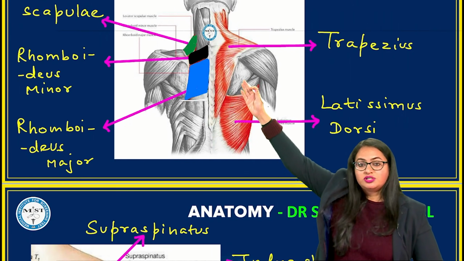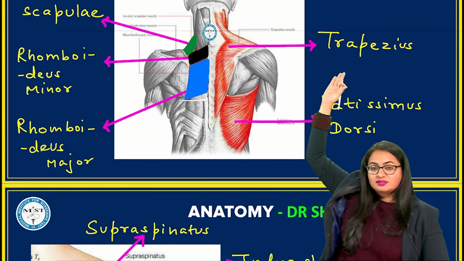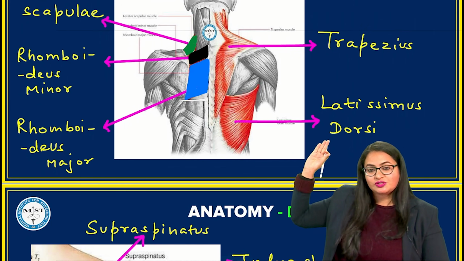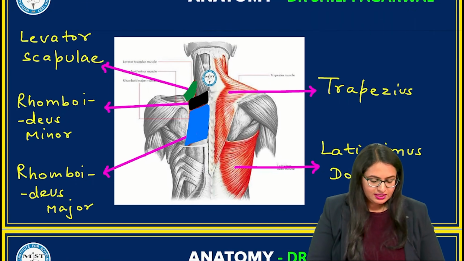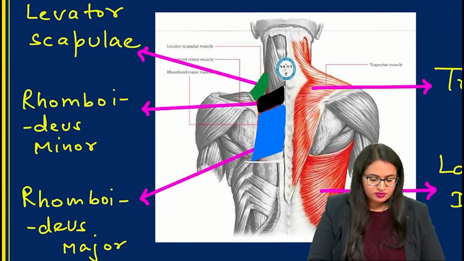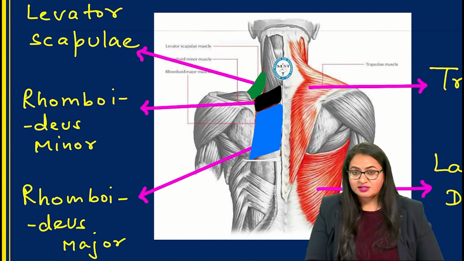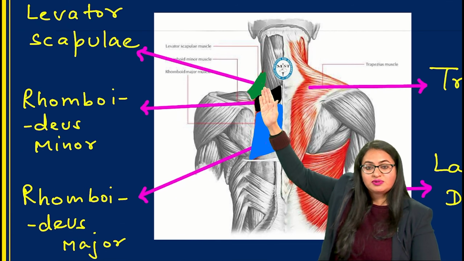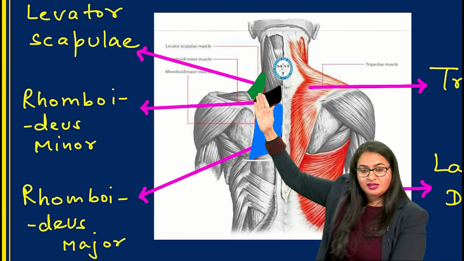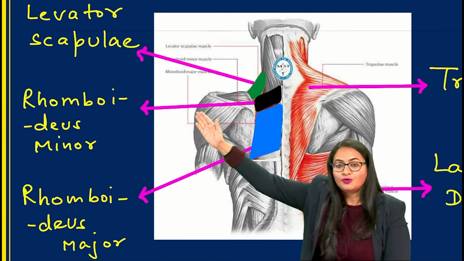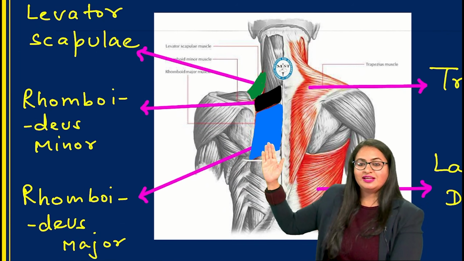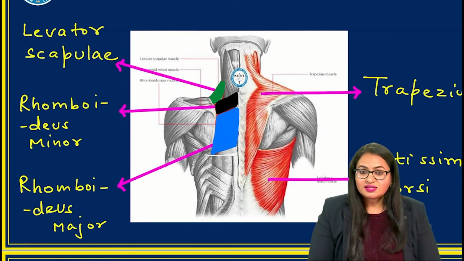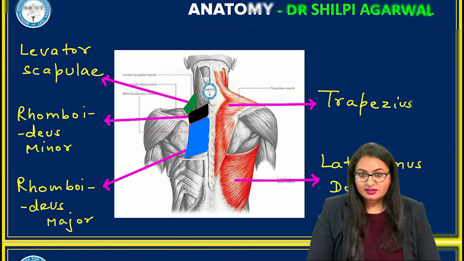A big muscle towards the upper side is trapezius, and a big muscle towards the lower side is the latissimus dorsi. Then as you remove the trapezius, you can see other smaller muscles which have been shown in 3 different colors. The green colored muscle is levator scapulae. The black colored muscle is rhomboideus minor. The blue colored muscle is rhomboideus major. These are the muscles towards the back.